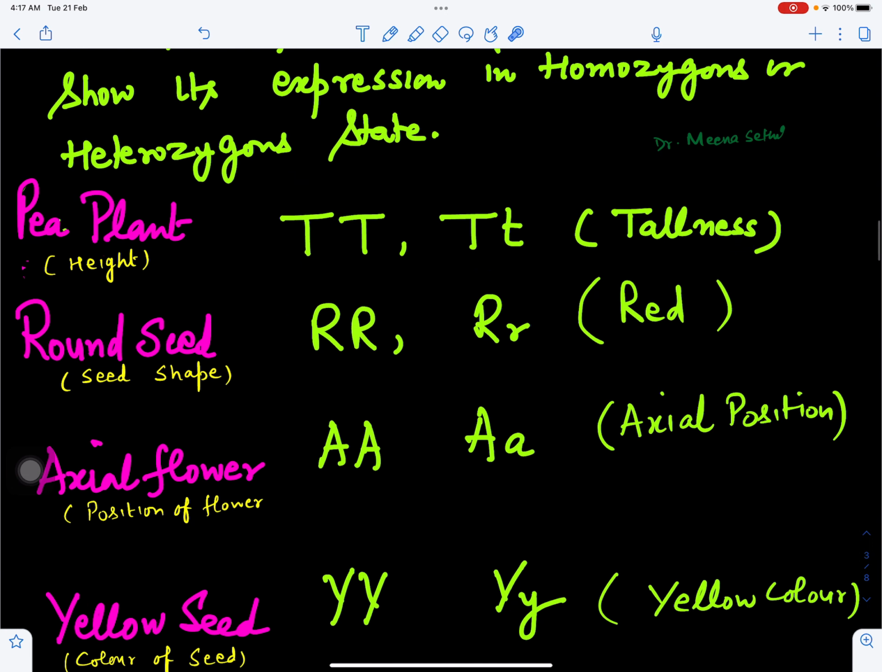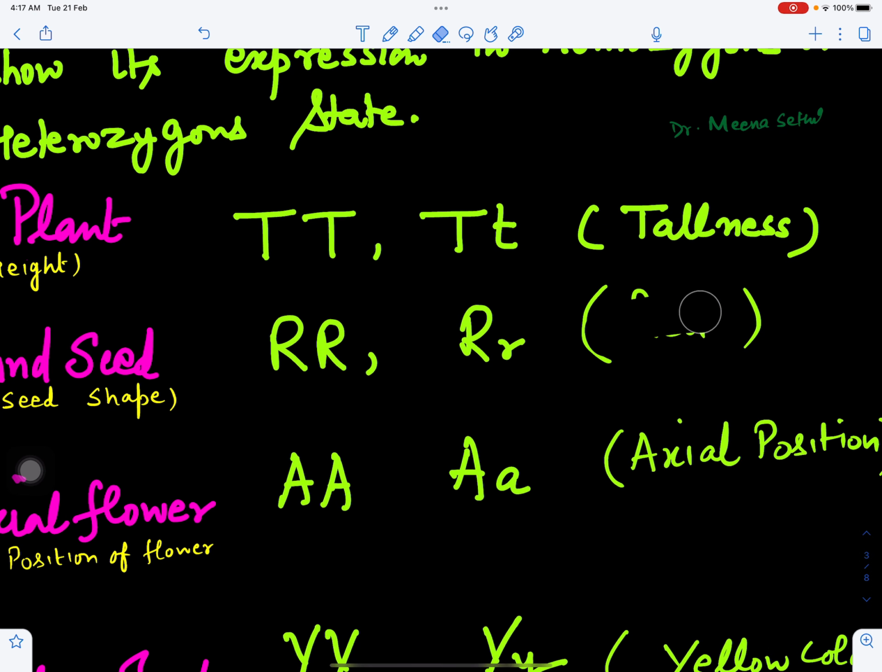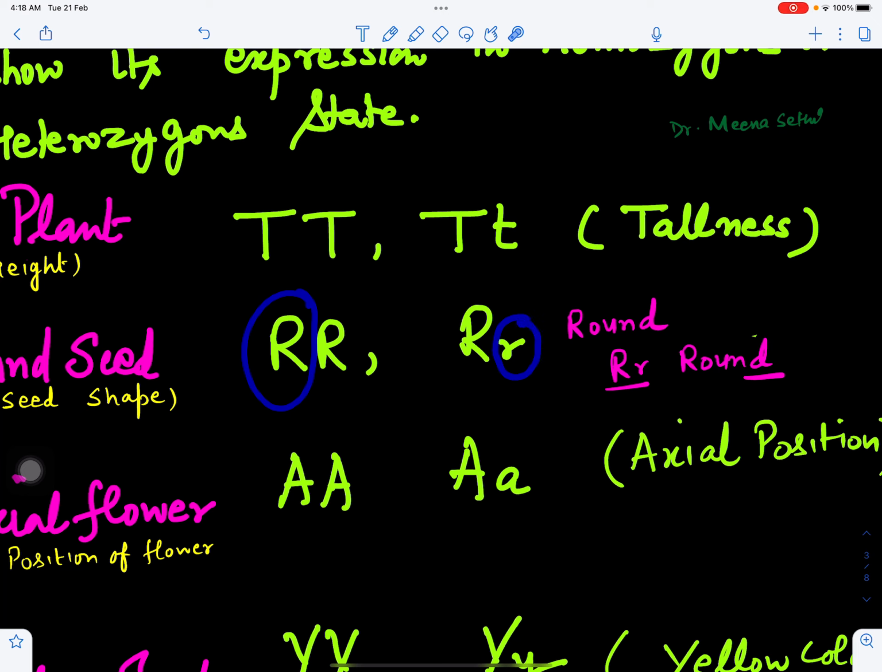Now, if we consider the seed shape of the pea plant, capital R is round, and capital R small r will also be round, because capital R is the dominant gene and small r is the recessive gene. So capital R will show its expression whether it is homozygous dominant or heterozygous. Small r will remain recessive and will not show its expression. Small r is for the wrinkled shape of the seed.